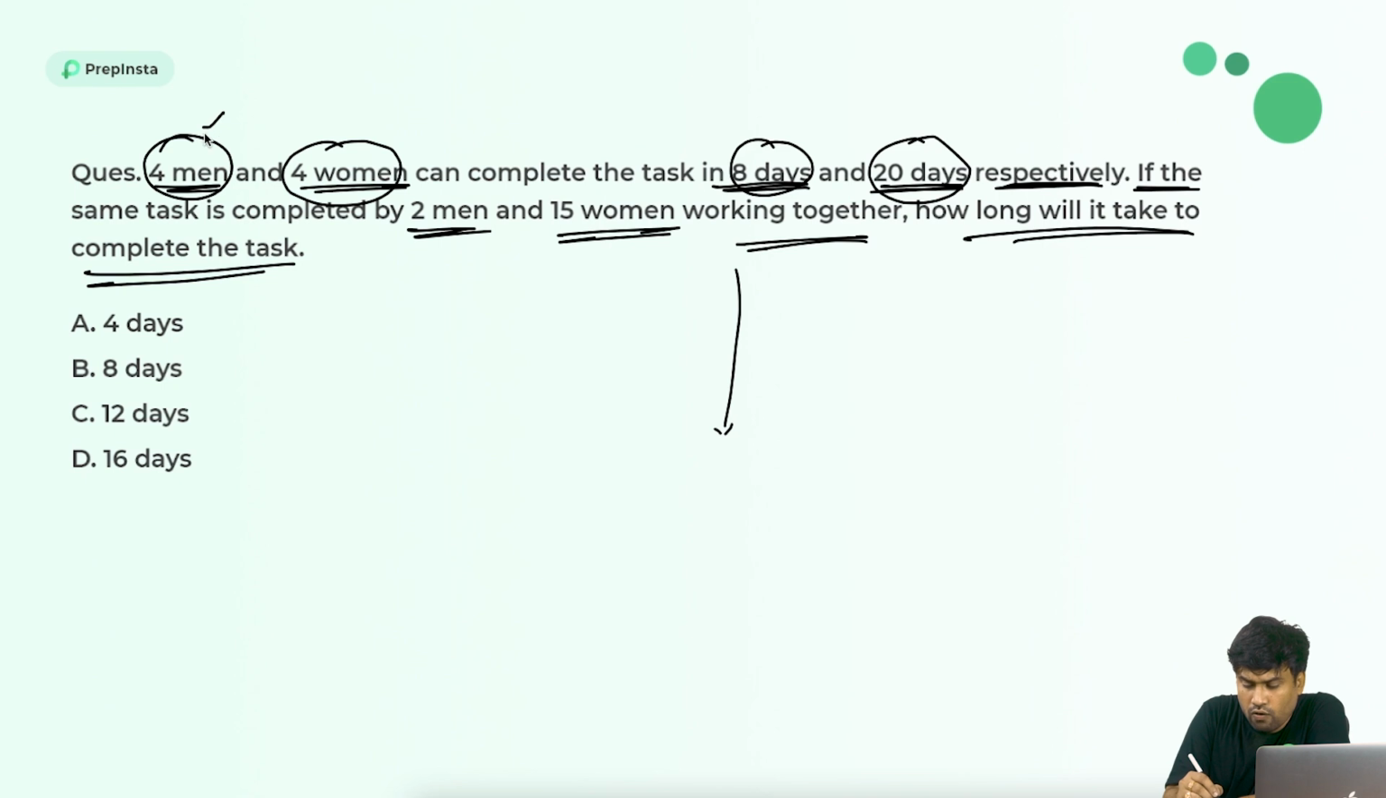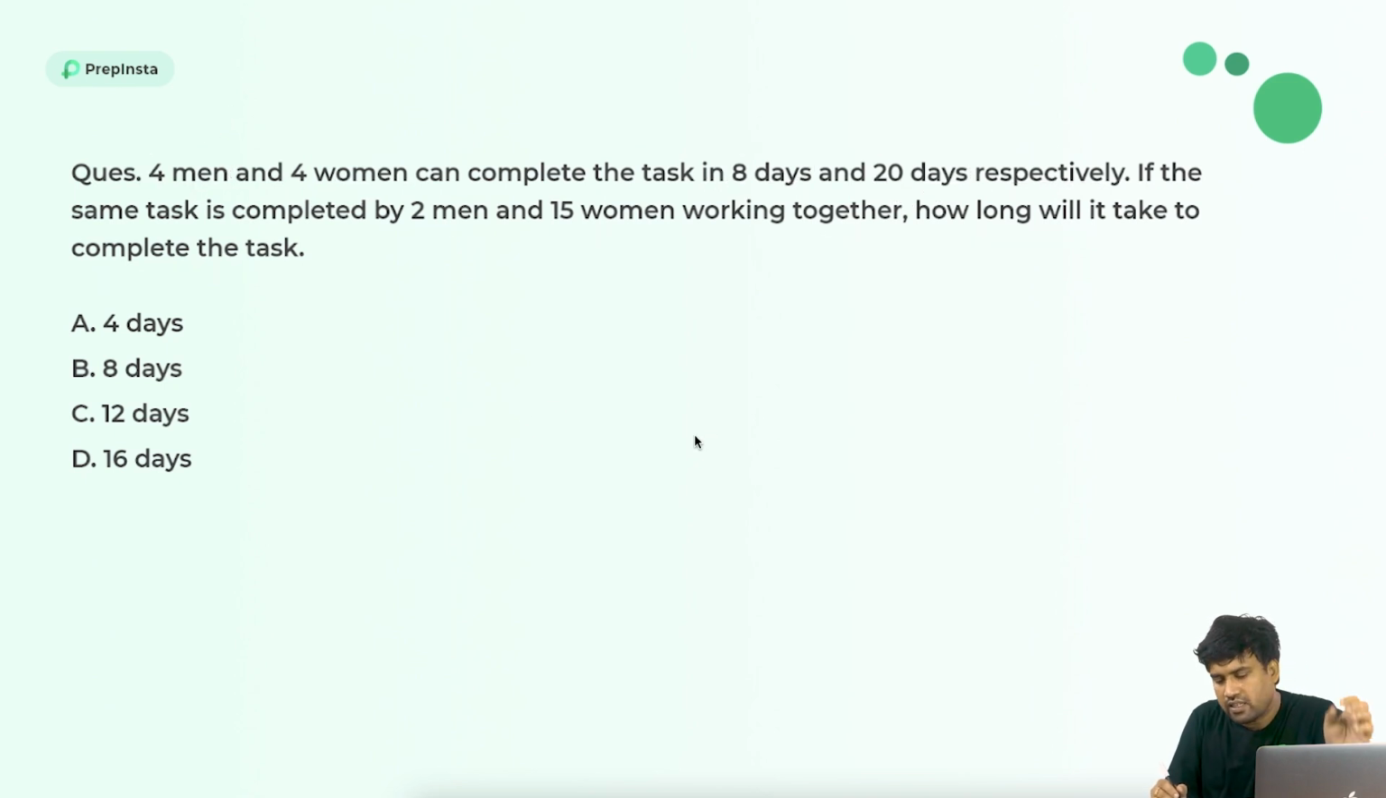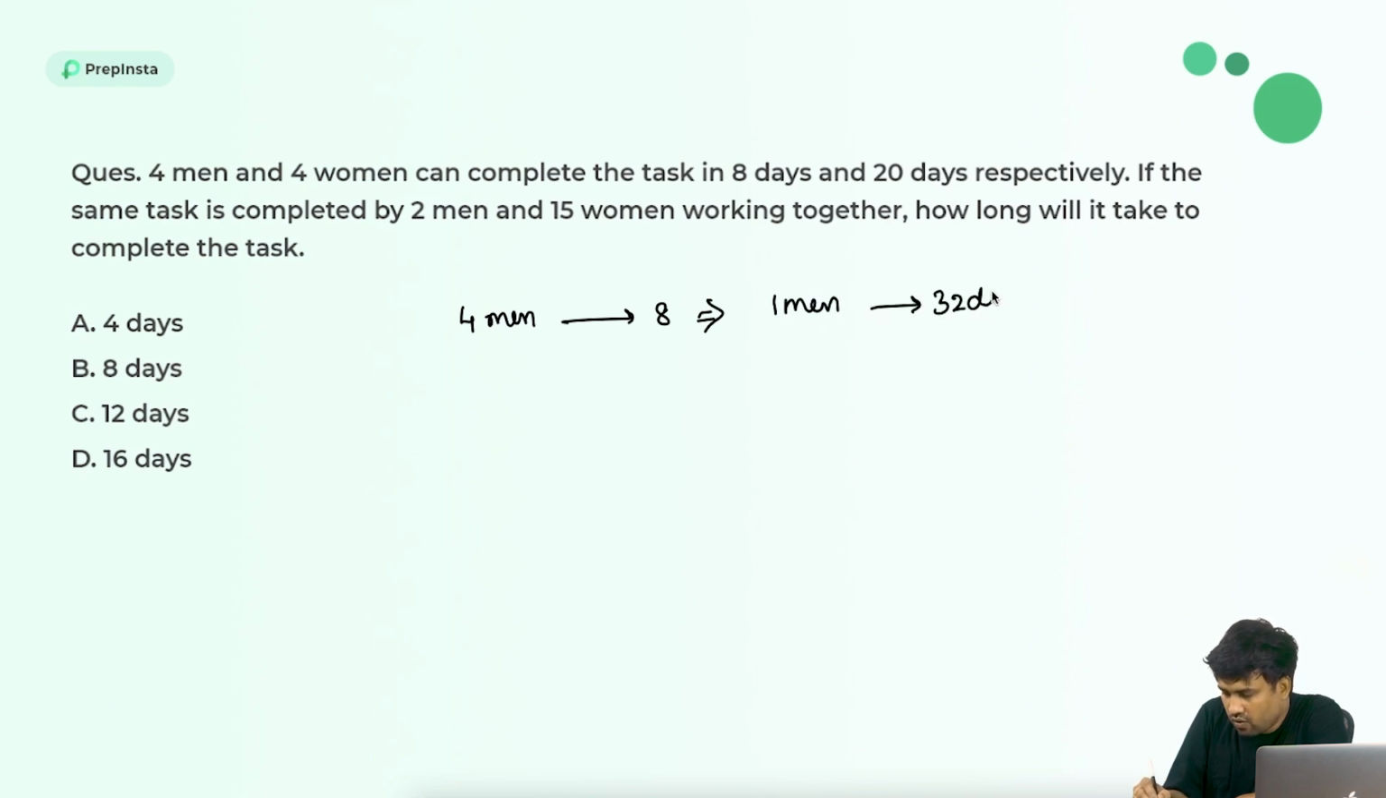Just look at here, 4 men, I'm just clearing the screen. So 4 men completing the task in 8 days means 1 man can complete the task in 32 days. Why? Because if the people are more, the time taken will be less. If people are less, the time taken will be more. So 4 people went to 1, then the time taken will become 4 times. Next, similarly, if 4 women complete the task in 20 days, means 1 woman can complete the task in 80 days.